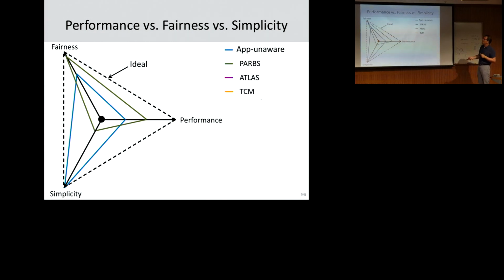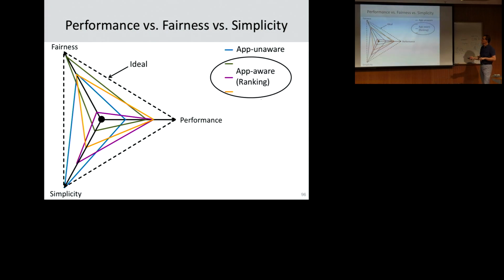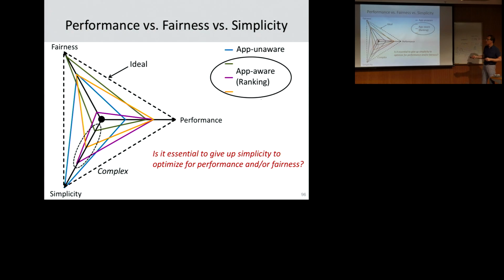And these other schedulers that we've discussed are all somewhere over here. As you can see, PARBS is not very simple, but it's much more fair and it's high performance. Atlas is actually closer to FRFCFS in terms of simplicity, but it's not fair and it's higher performance. And TCM is somewhere here, as you can see. So in this implementation, actually, PARBS was more complex, but I'm not sure if I completely believe that. Anyway, PARBS and TCM are quite complex over here. So they're application-aware schedulers. They do ranking. And we don't want that complexity. So now we're going to try to design something that will hopefully not give up simplicity to optimize for performance and fairness.